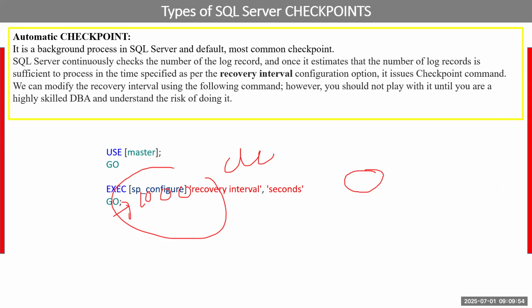Which means the automatic checkpoint is only the default checkpoint, sir. It's a default checkpoint, which is running at the entire instance level. It is running at the entire instance level, sir, and it is a default. We don't need to do anything.